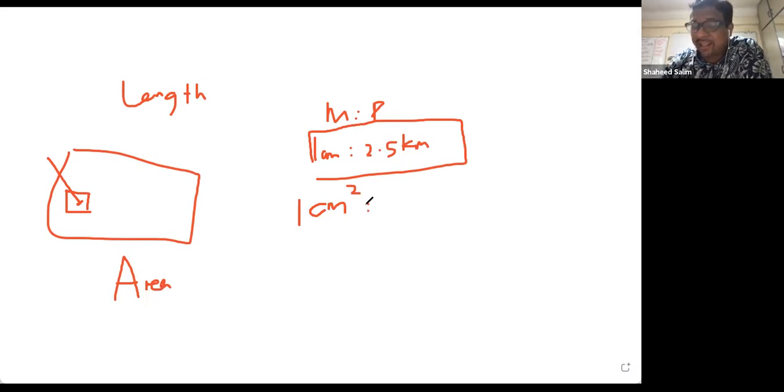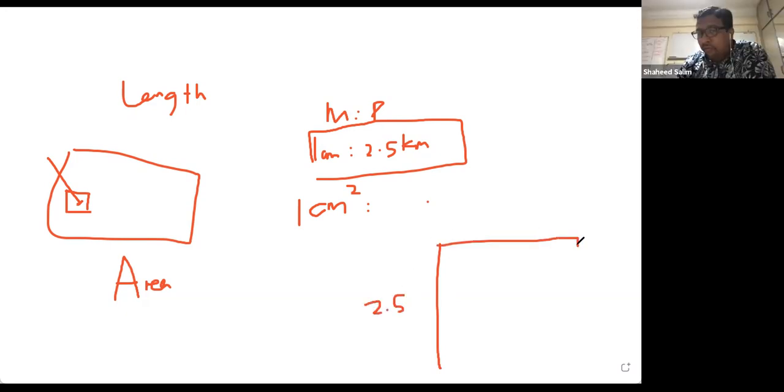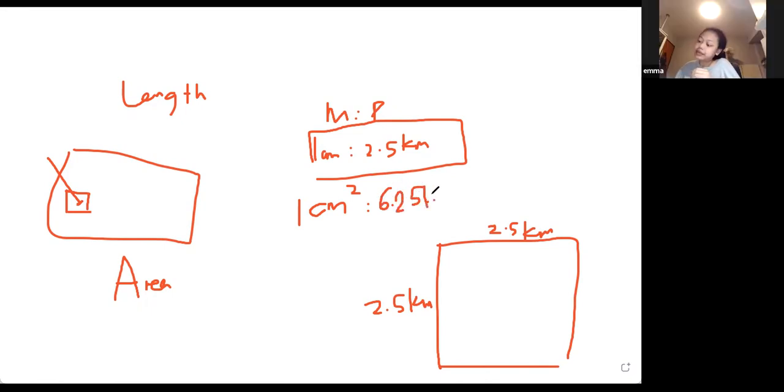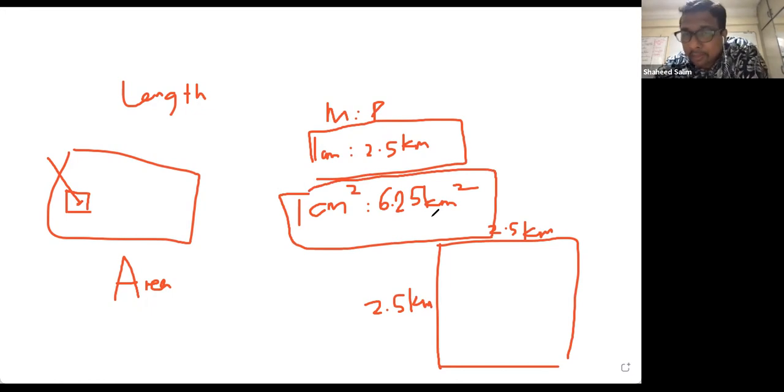But in reality, this is the reality down here. It's 2.5 by 2.5. Can you find out what's 2.5 times 2.5 km? 6.25 km square. Notice now, the scale is different. But why does it become different? You got to square this unit here, and you square this unit here.